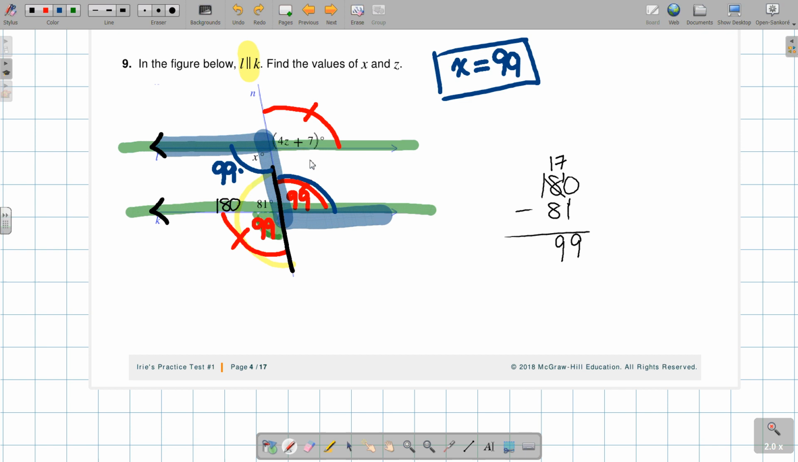We know the corresponding angles are equal, so this is equal to that. So I can find Z by doing 4Z plus 7 equals 99. You do your own algebra. Check your work when you're done.